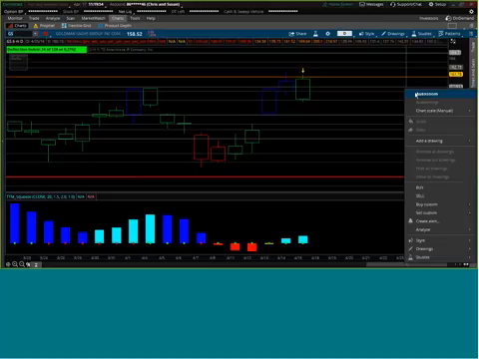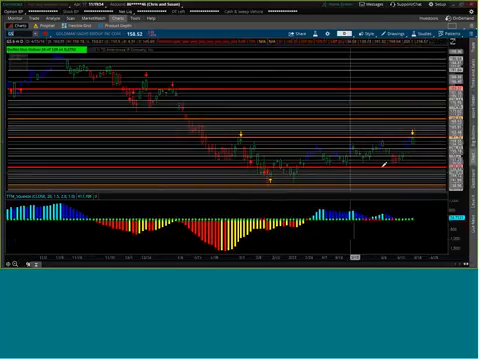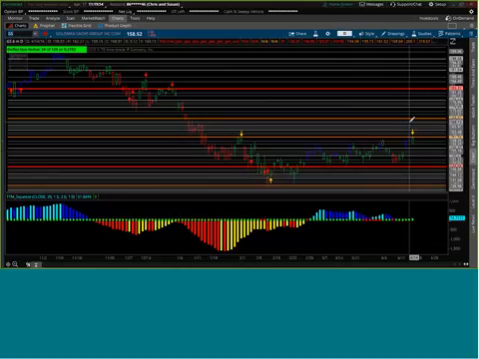So Goldman Sachs, I think is a buy that comes back down to this uprising trend line here. Let's keep in mind earnings are coming up, I believe, on the 19th, which is a Tuesday, 2 days from now. So be careful there.